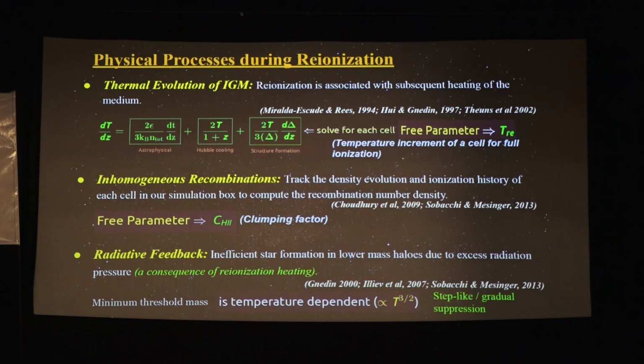To model the reionization heating, we need to introduce a free parameter which gives the temperature increment of a cell which goes from a fully neutral to fully ionized state.